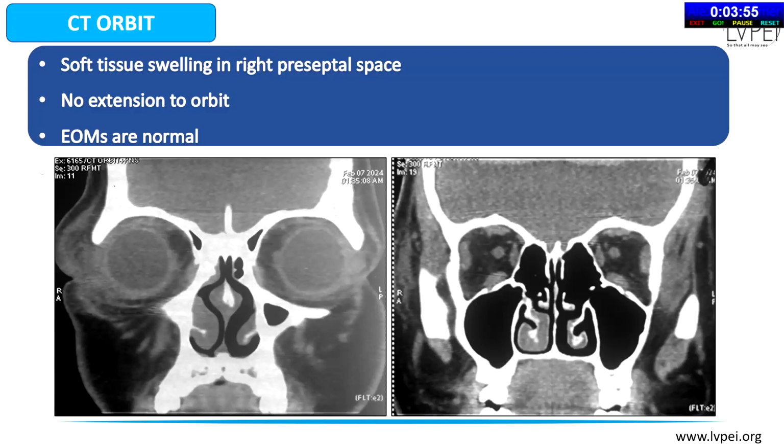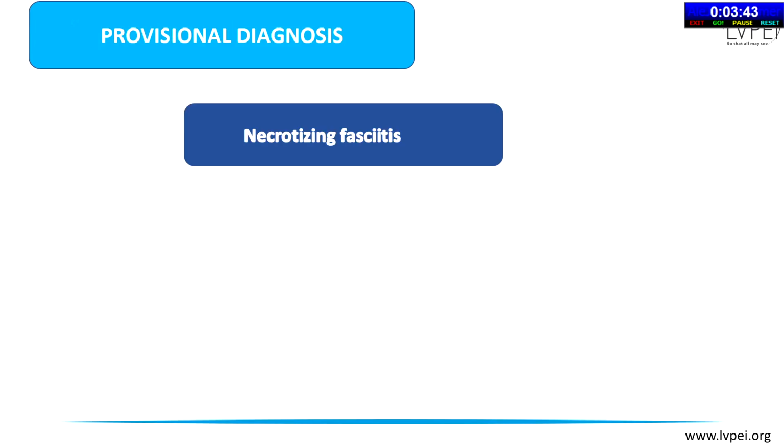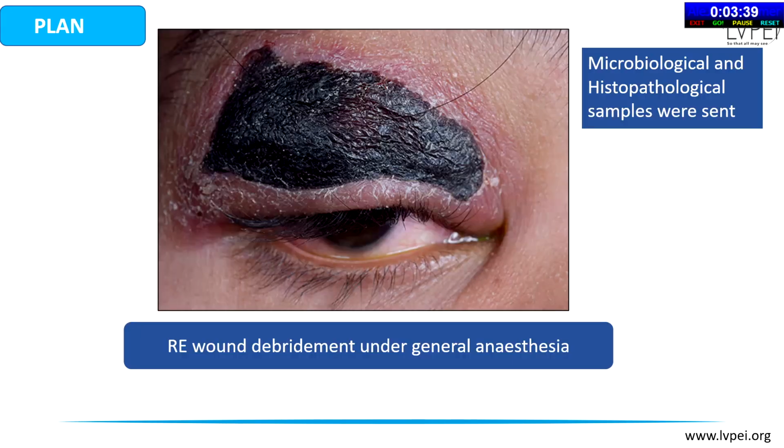Imaging was then ordered, and in the axial scans of the anterior and mid-orbit, you can see that the soft tissue swelling is there in the right preseptal space, but there is no extension to the orbit, and the EOMs are normal. So a provisional diagnosis of necrotizing fasciitis was made at this time, and a decision was taken to debride this tissue under general anesthesia and also plan for microbiological and histopathological samples to be sent for further evaluation.